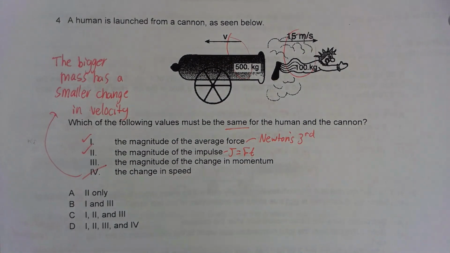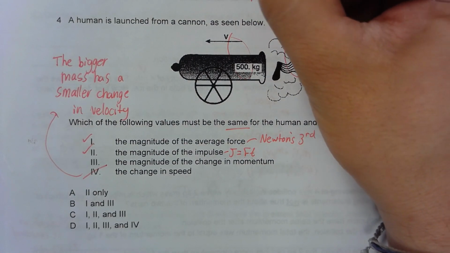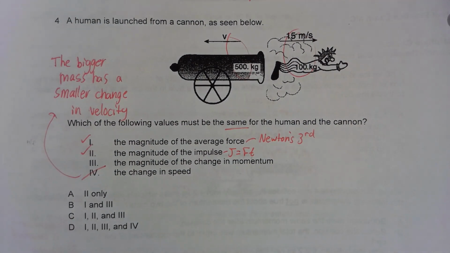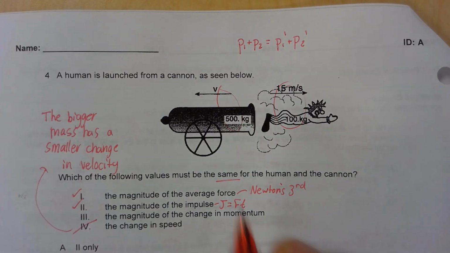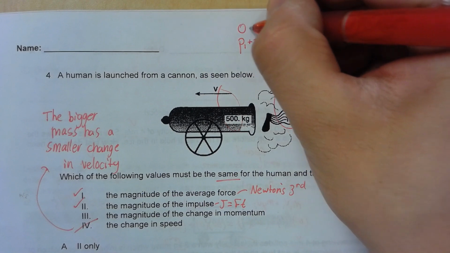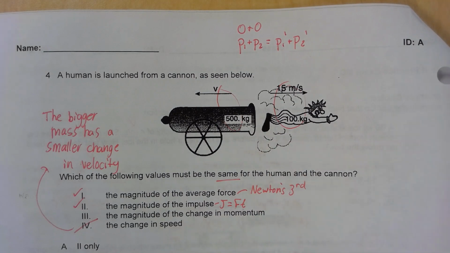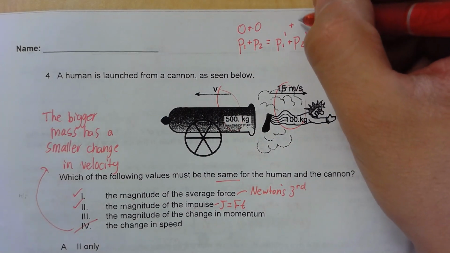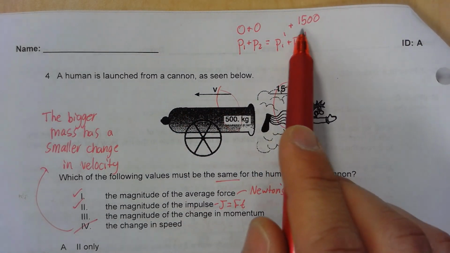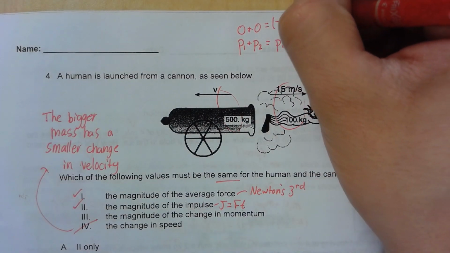Okay? Now, talking about the change in momentum, we know that P1 plus P2 equals P1 prime plus P2 prime. So, at the beginning, they're attached together. The total momentum is 0 and 0. So if at the end we have positive 15 and 100, that's going to be 1500. Well, I need this cannon to make this 1500 equal to 0. So the opposite of 1500 is negative 1500.